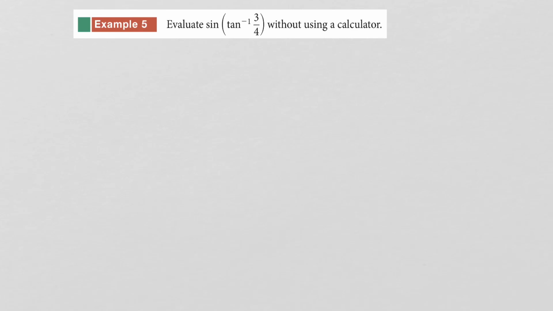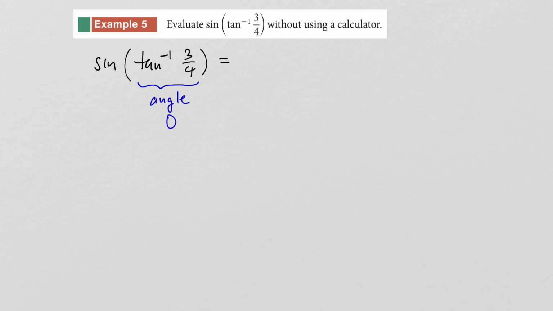Now we're going to take a little bit more of a theoretical problem. It says to evaluate this expression without using a calculator. So we want to take the sine of the inverse tangent of 3/4. And this can be a little bit overwhelming, but instead remember what I told you about inverse trig functions. The inverse tangent of 3/4 is an angle. Let's give it a name. Let's call it theta. So all I want to find in this problem is the sine of that angle theta. What is that equal to?